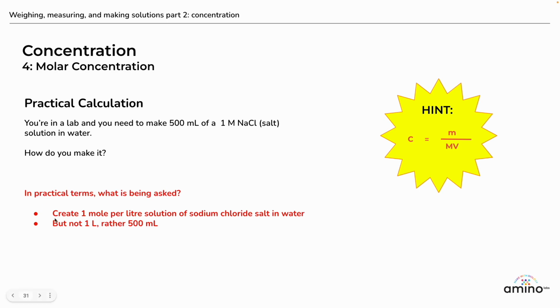We could ask ourselves in practical terms, what are we being asked? We're being asked to create a 1 mole per liter solution of sodium chloride salt in water, but we're not looking to do this in 1 liter. Rather, we need 500 milliliters of it. And there's a little hint here. We're going to use our very handy equation, C equals M over MV.